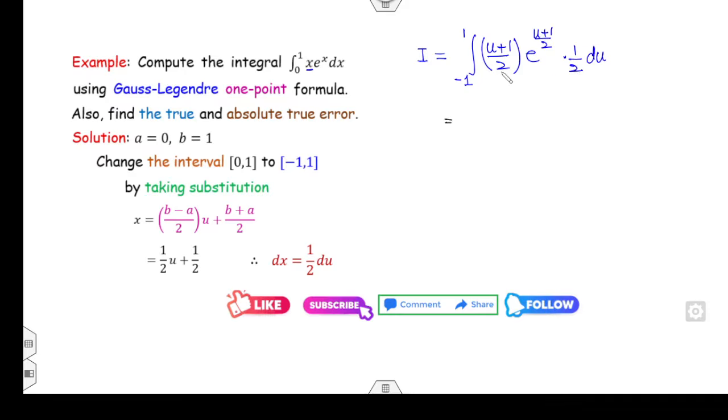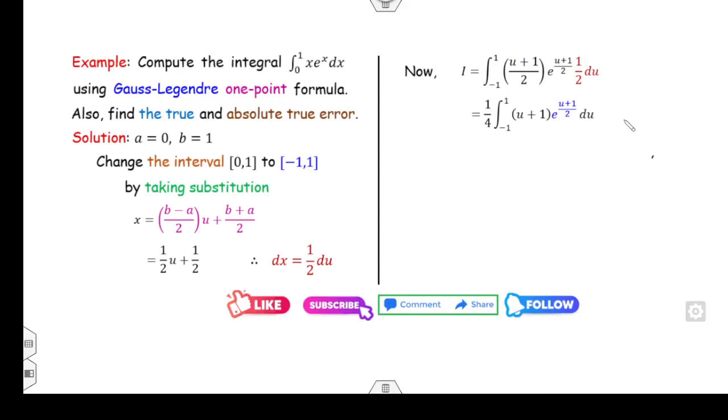So I can take 2 and 2, and 1 over 4 is outside. Limit is from minus 1 to plus 1, (u plus 1) e raised to power (u plus 1) over 2. Now you can see the limits are minus 1 to 1. Therefore, this component is my f. So by using the 1-point Gauss Quadrature rule, my answer is 1 over 4 outside, 2 into f of 0.